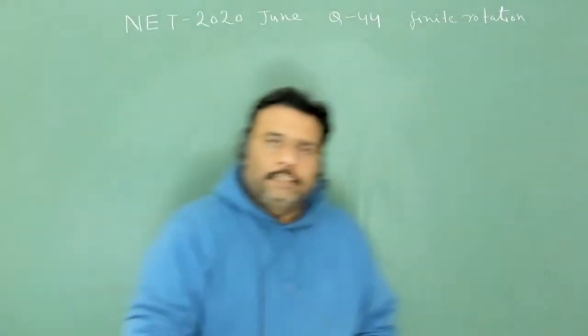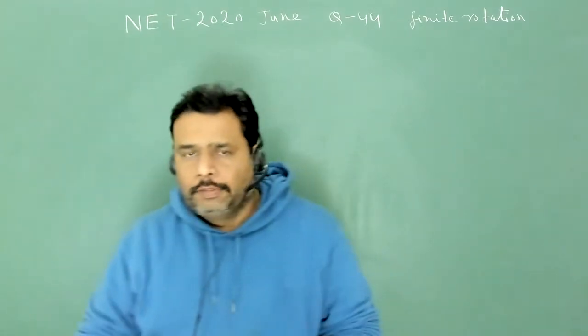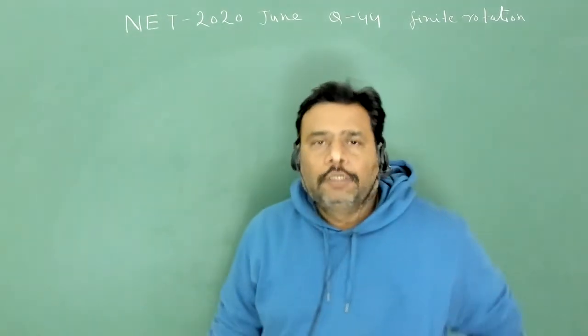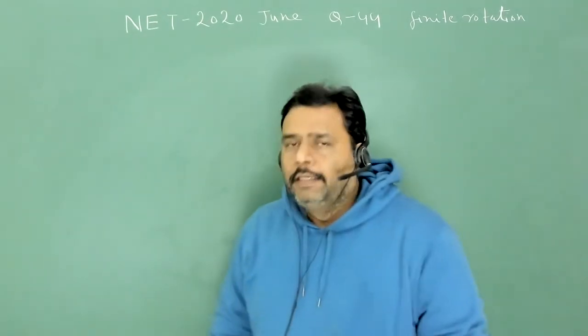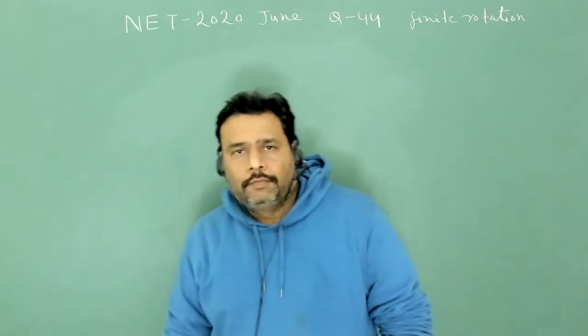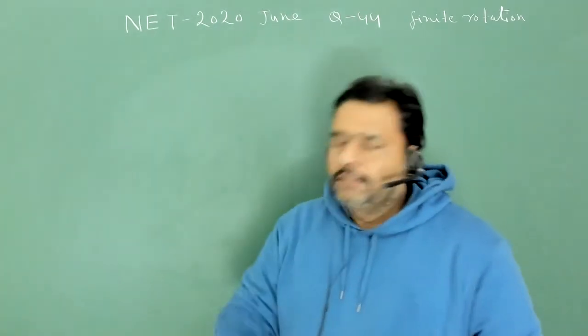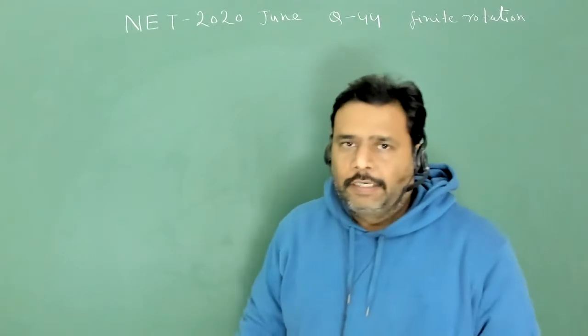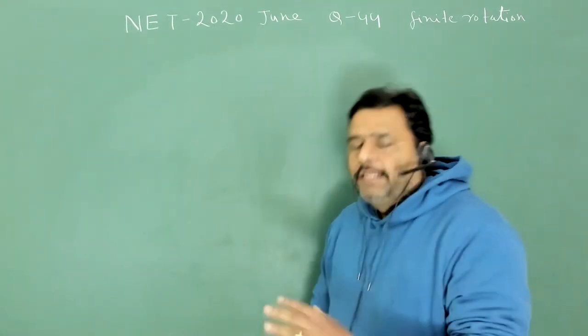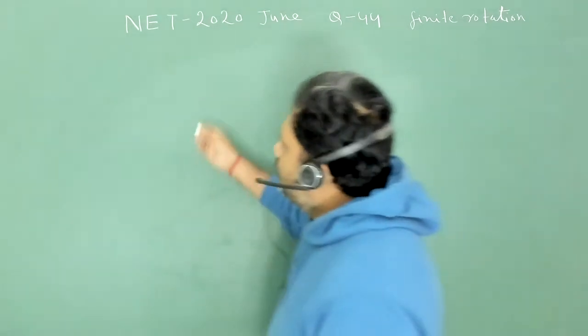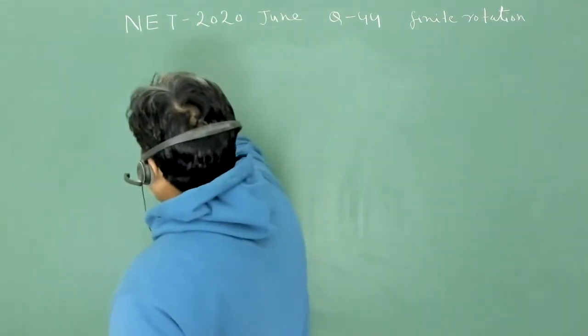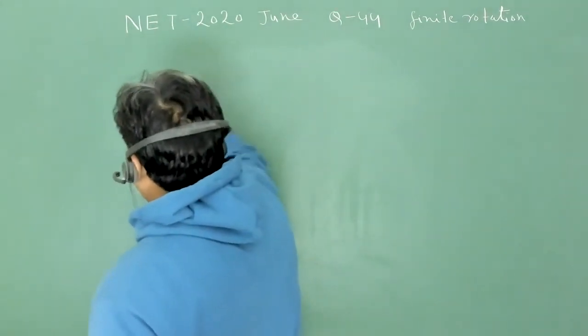Hello students, so let's try to solve one more problem from the NET 2020 June examination, and this problem is from the finite rotation chapter, mainly angular momentum algebra. So the problem is very nice. There is one angular momentum state, and let's say this state is given as |j0⟩.